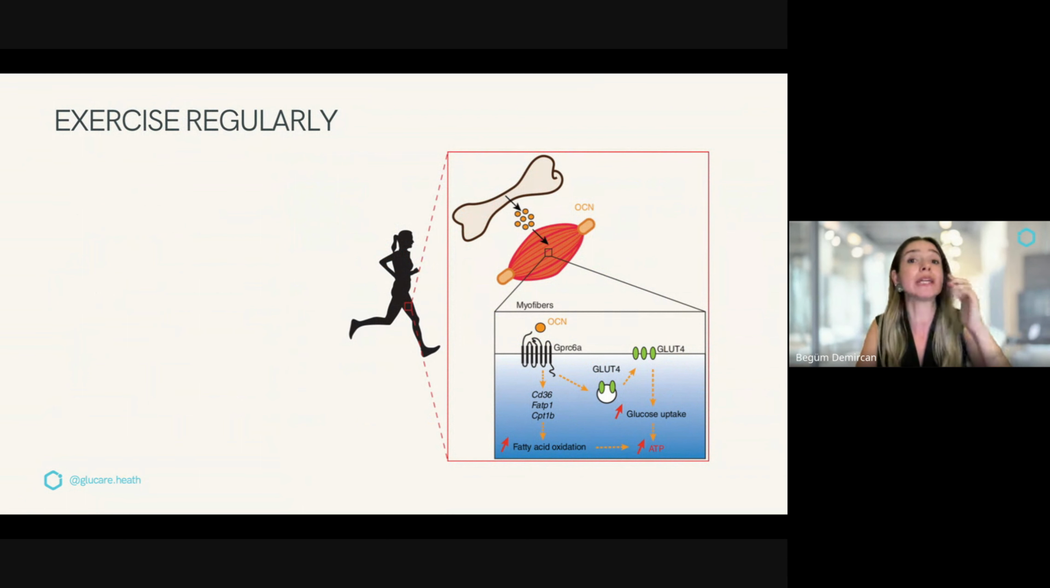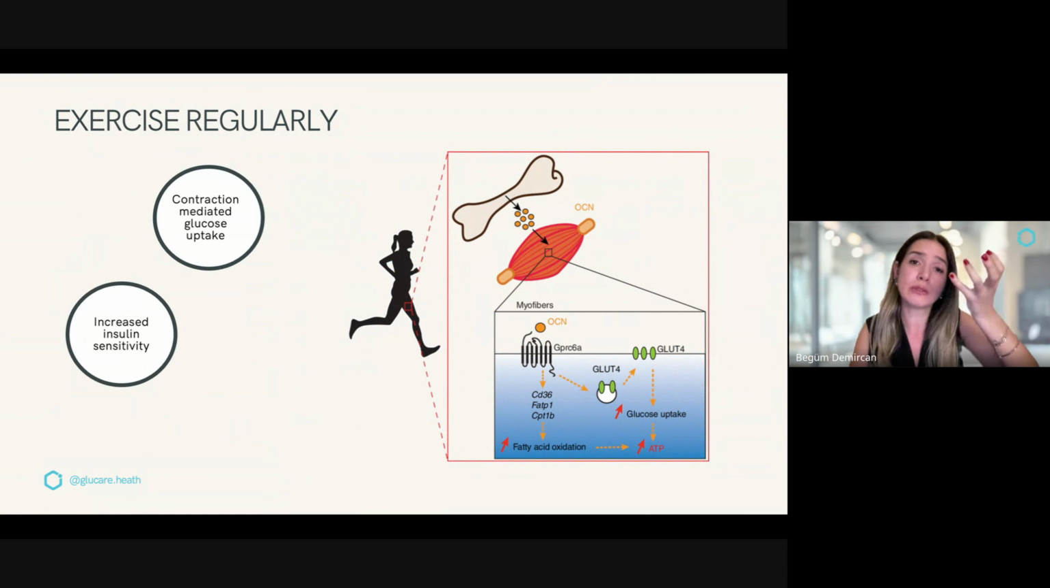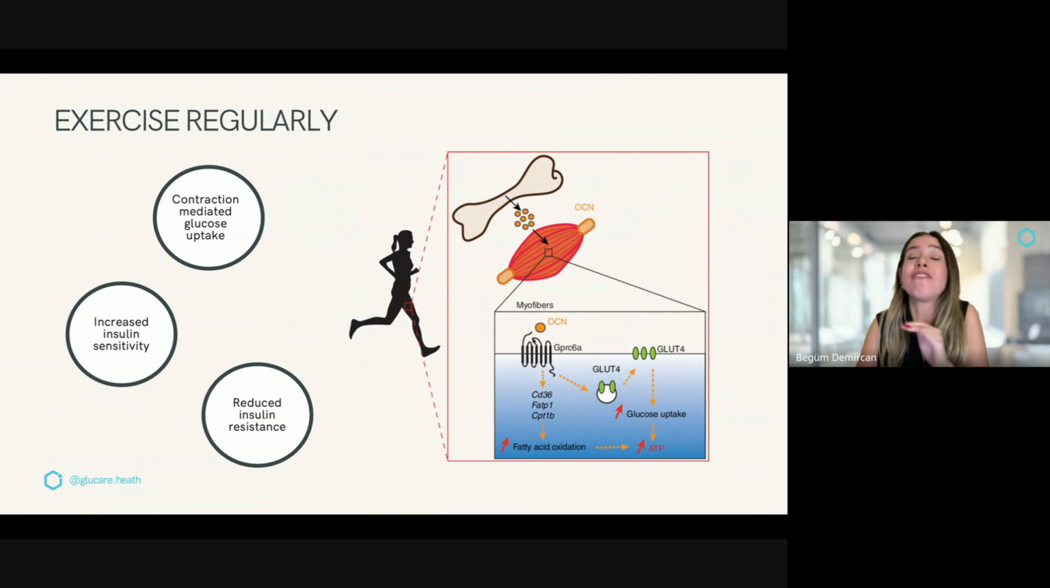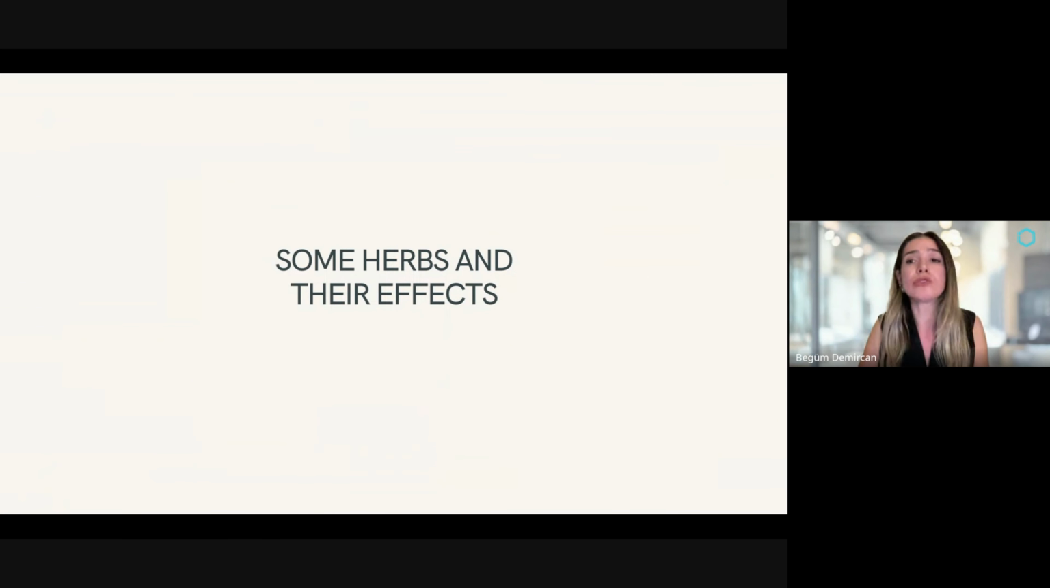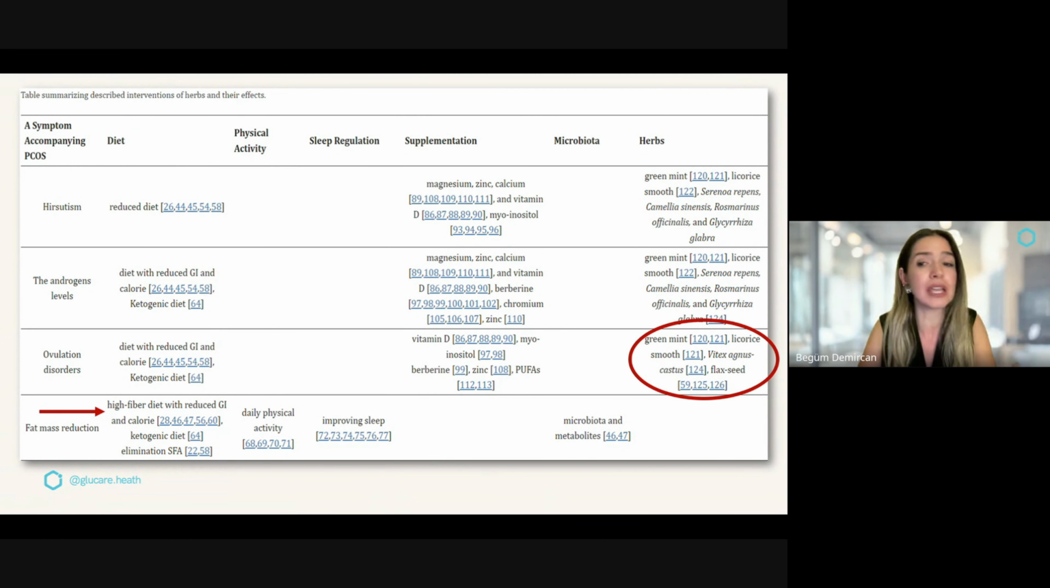And also, I want to mention exercise again. With exercise, with the contraction of muscles, you are increasing insulin sensitivity and reducing insulin resistance. That's why we need exercise. And also for PCOS, I collected from some researchers some herbs that might help with different symptoms accompanying PCOS. You will see on the charts, it is always suggested to go for a high fiber diet, with lots of veggies and whole grains, as we are suggesting a healthy diet. So we need to follow a high fiber diet for sure.